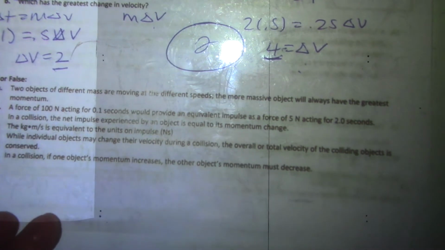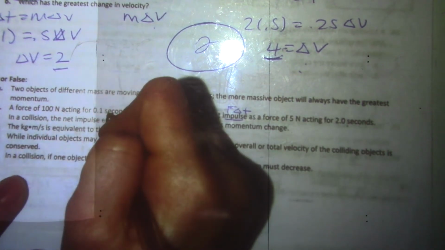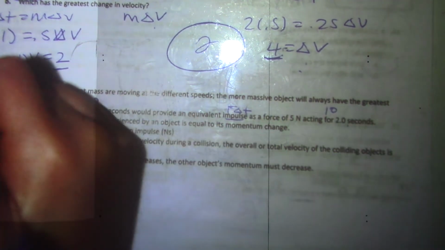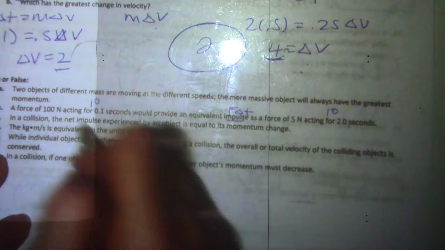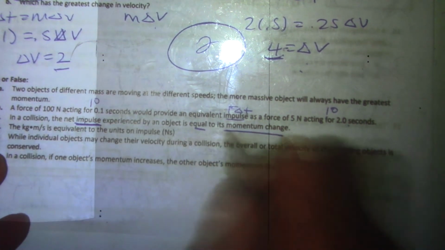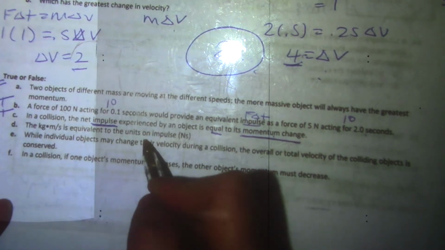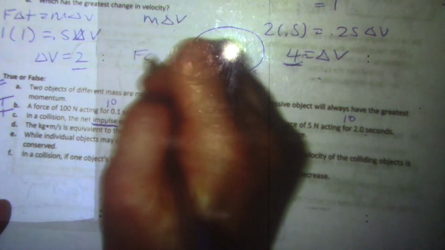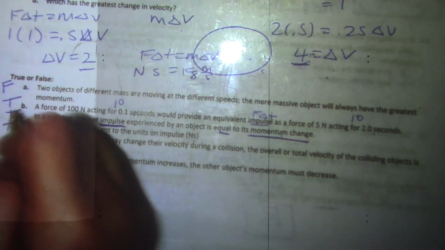A force of 100 newtons acting for 0.1 seconds would provide an equivalent impulse as 5 newtons acting for 2 seconds. Well, impulse is just force times time. 100 times 0.1 is 10. 5 times 2 is 10. So yeah, that's true. In a collision, net impulse experienced by an object is equal to its momentum change. We know impulse is the same as change in momentum, so that is true. Kilogram meters per second is equivalent to the units of impulse, newton seconds. Think about F delta t equals m delta v. Force is newtons, time is seconds, and that's equal to mass, which is kilograms, times velocity, which is meters per second. So yeah, those must be equivalent because the equation is equal.